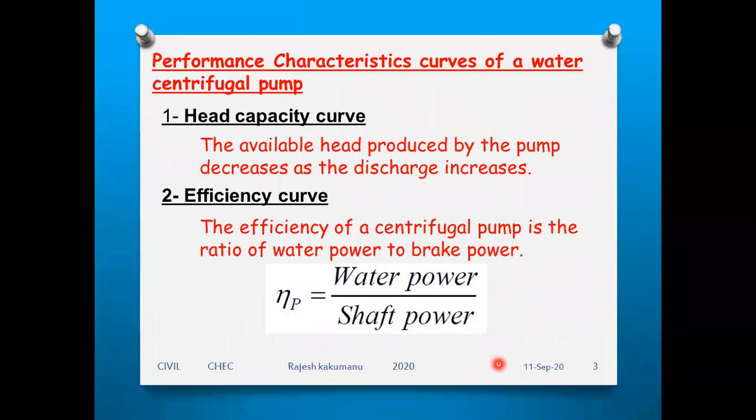Now we'll see the performance characteristic curves of a centrifugal pump. Since centrifugal pumps give higher efficiency, for that we will see the performance characteristics. What is the first performance characteristic? It is the head capacity curve.